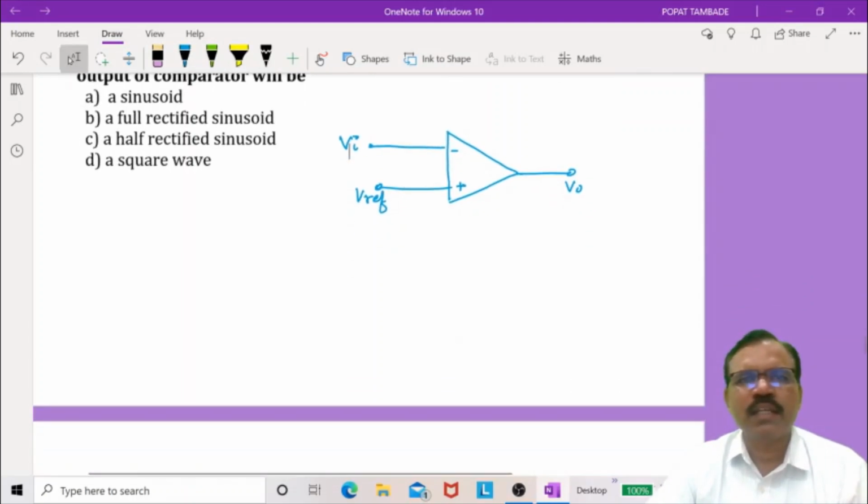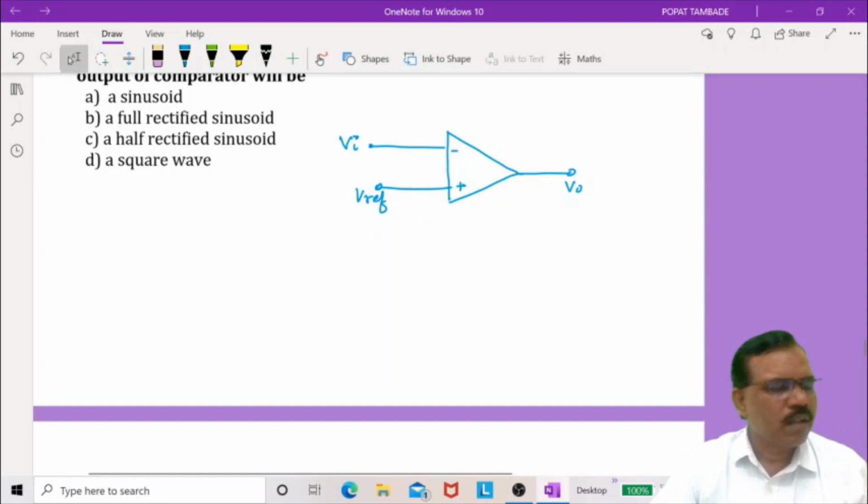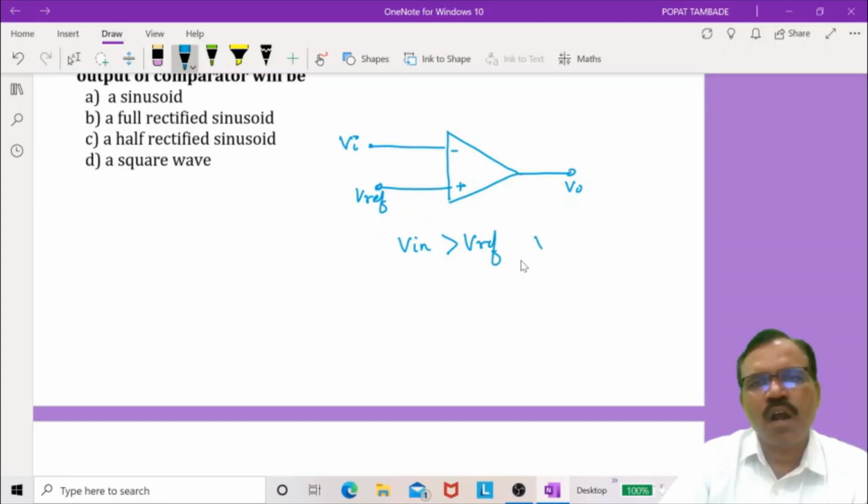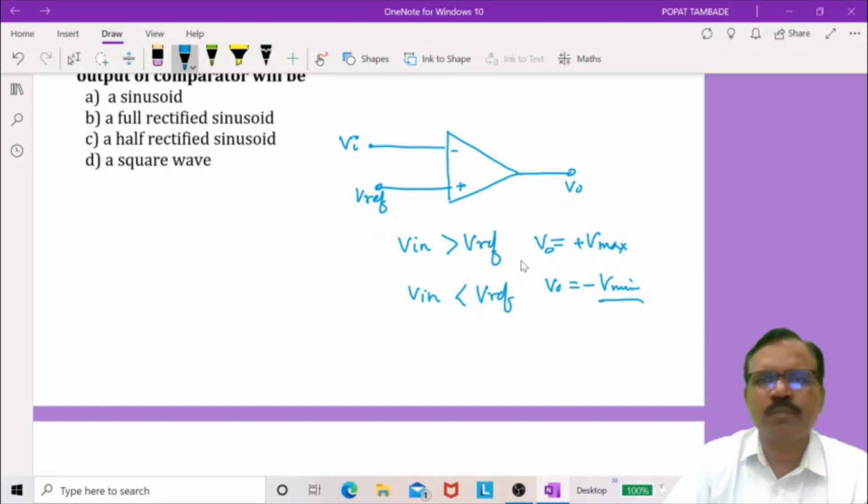Now what happens in the comparator circuit? If V in is greater than V reference, the output will be maximum, generally plus Vmax. It may be the saturation voltage. But if V in is less than V reference, then V0 will be minus V, the minimum voltage.